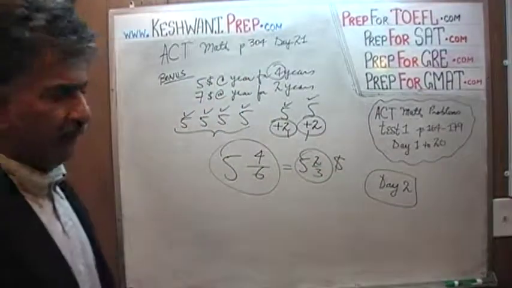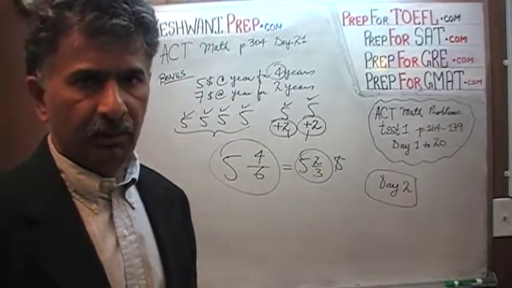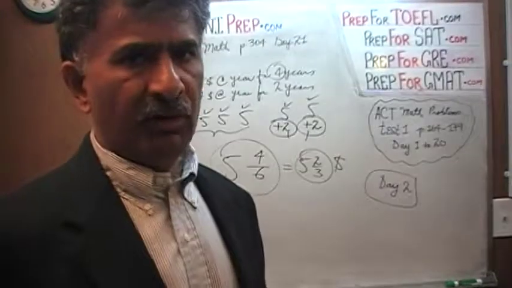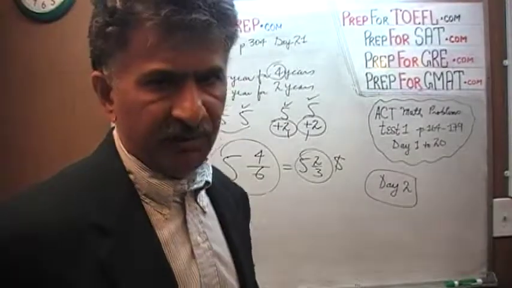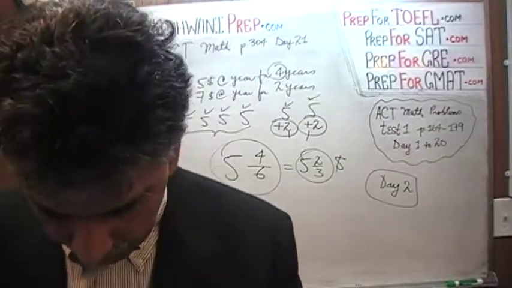5 2/3 dollars, that's it. $5.67, $5.66, whatever you want. And if the question asks approximately what the average is, the answer is about $5.70 or $5.67. You understand? That's it, we are done.